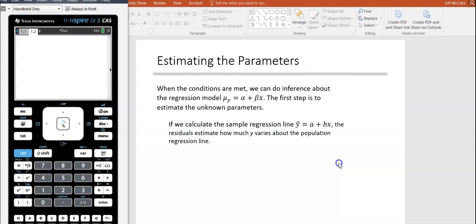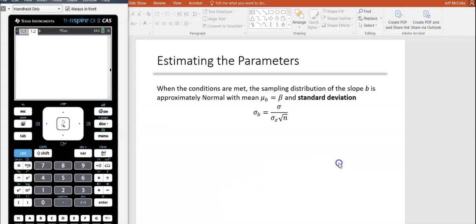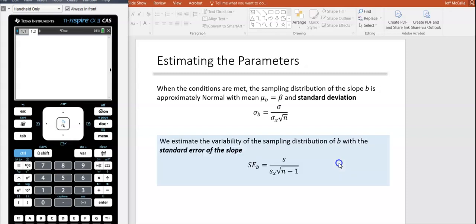So this is our formula that we're trying to get to, but we use that one. A estimates alpha, B estimates beta, and S estimates sigma there, which is the population standard deviation. This is our formula for the standard deviation of the slope. We actually don't use this in our interval, though. I'll show you what we use in our interval.